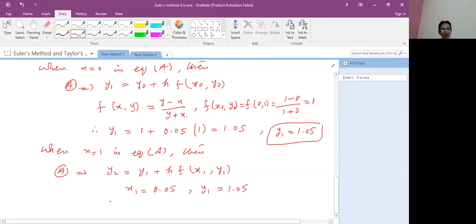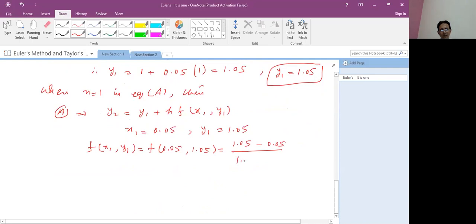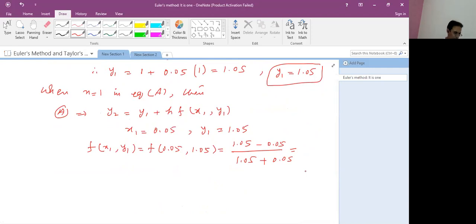So student, x1, y1, when we put it in the given function, first we write the function f of x1, y1, which is equal to f of 0.05, 1.05, which is equal to (y minus x) over (y plus x), that is (1.05 minus 0.05) divided by (1.05 plus 0.05). So the answer is 0.9090. The value of the function we will find with the help of a calculator.